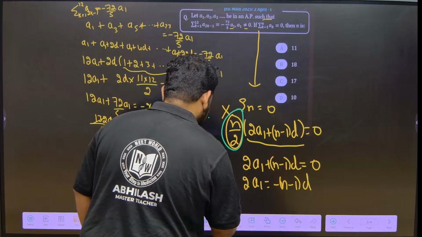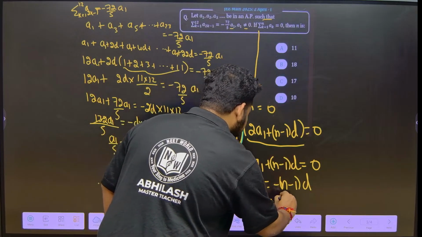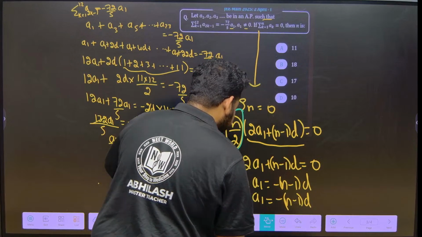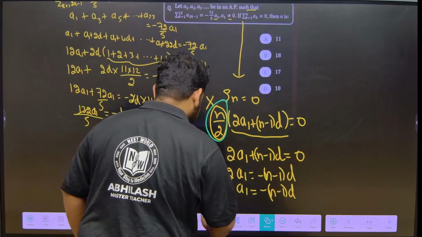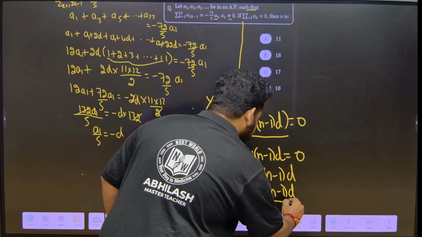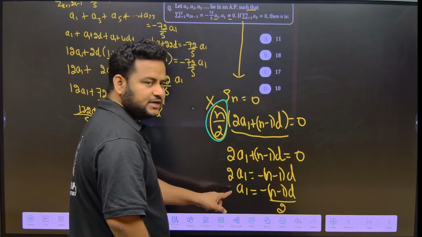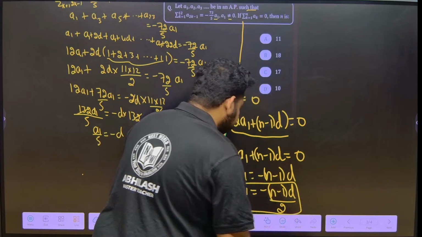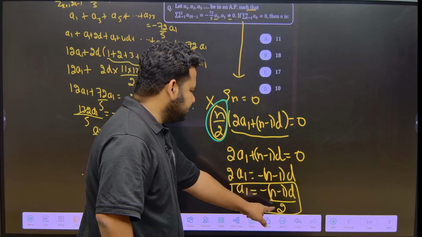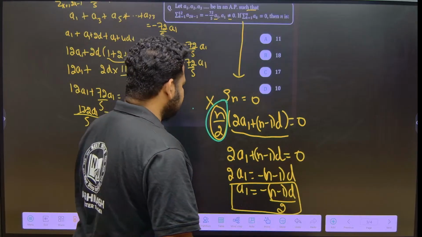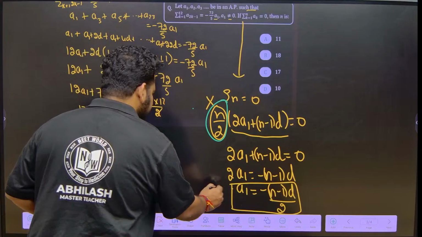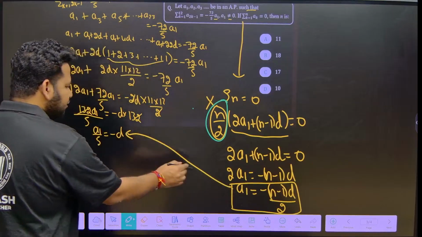So a1 I can write as minus n minus 1 into d, divided by 2. Now I got the value of a1 as minus n minus 1 times d by 2. Now I can take this value of a1 and put it here.